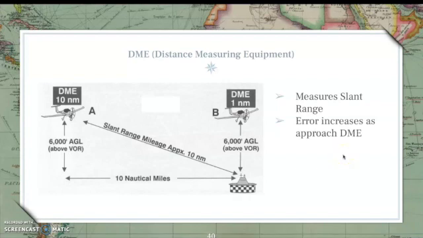Okay, so the last thing we need to look at is our distance measuring equipment, and this measures the slant range. And the error increases as you approach the DME, so it gets less accurate the closer you get. So in this graphic, you can see that our slant range mileage is approximately 10 nautical miles. And that is because we are about 6,000 above ground level. Okay, and so that slant range is 10 nautical miles because we were just solving for the hypotenuse of this triangle.